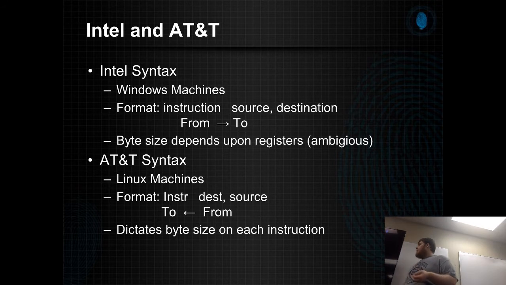Another thing for the Intel side, byte size depends upon registers, so it's a little bit ambiguous. One of the reasons I don't really like Intel that much. And AT&T, you have some type of intermediary on the instruction, so you're either moving a long or moving a byte or moving a word or something. So it dictates the size on the instruction itself, which is really nice in my opinion.